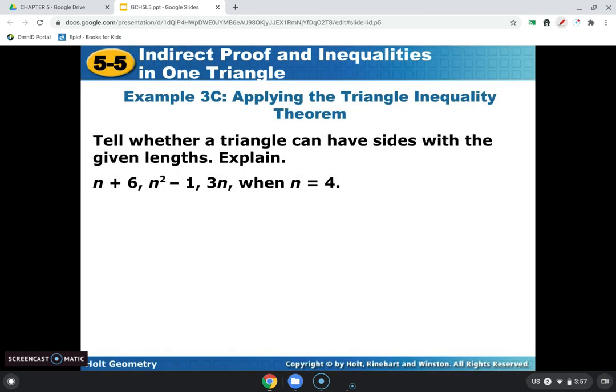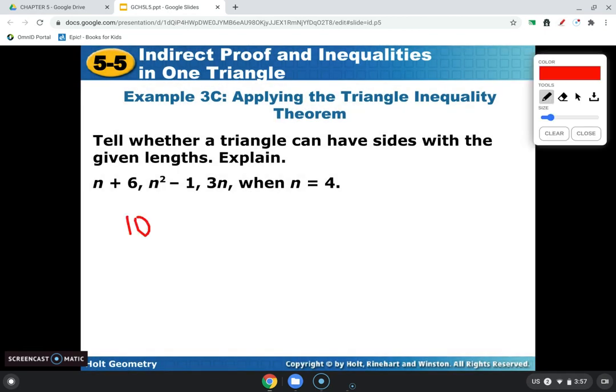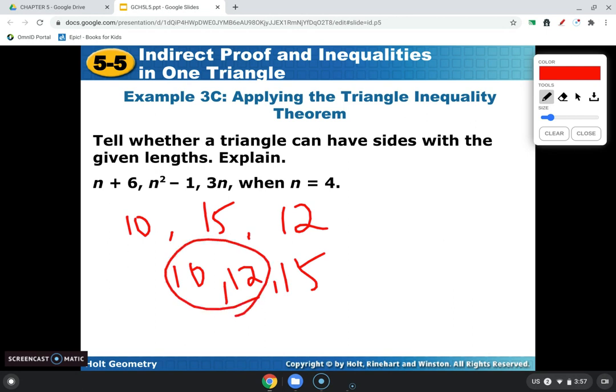All right, plug these in here. 4 plus 6 is 10. 2 times 6 is 12. 3 times 5 is 15. So we want to put those in order: 10, 12, 15. 10 plus 12 is 22, bigger than 15. So yes, those could form a triangle.